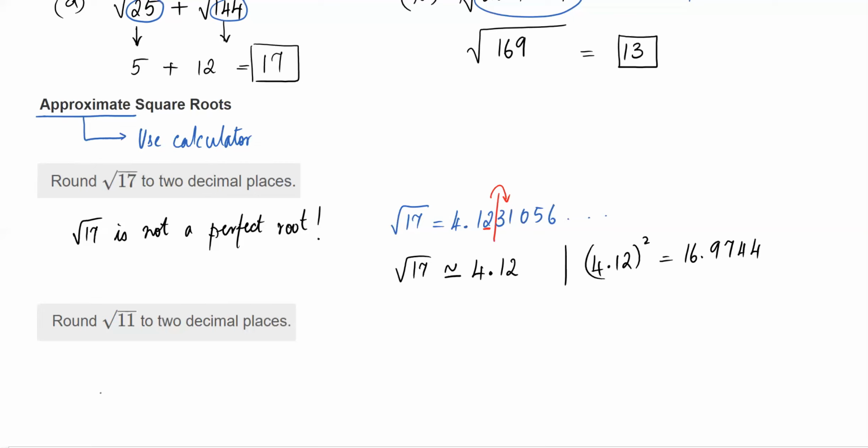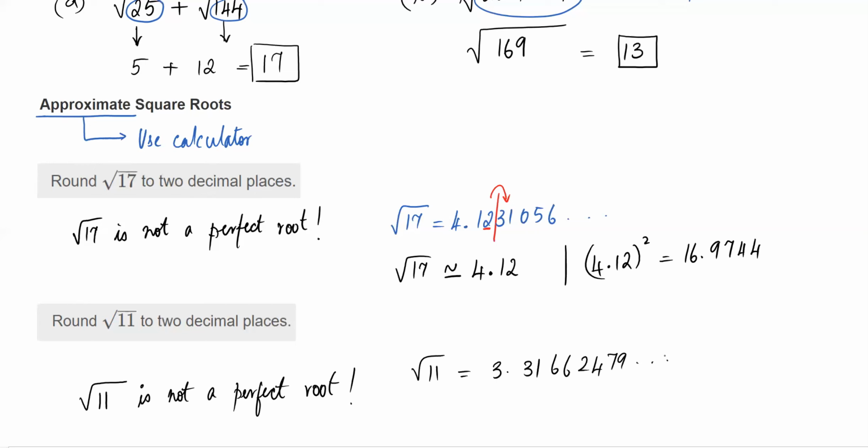Again, use your calculator. That's the only way to respond to this question. This also is not a perfect root. So square root of 11 comes to be 3.3166247 and so on. And we will round it to the second decimal place. So the number to the right is a 6. So square root of 11 approximately equals 3.32. Okay.